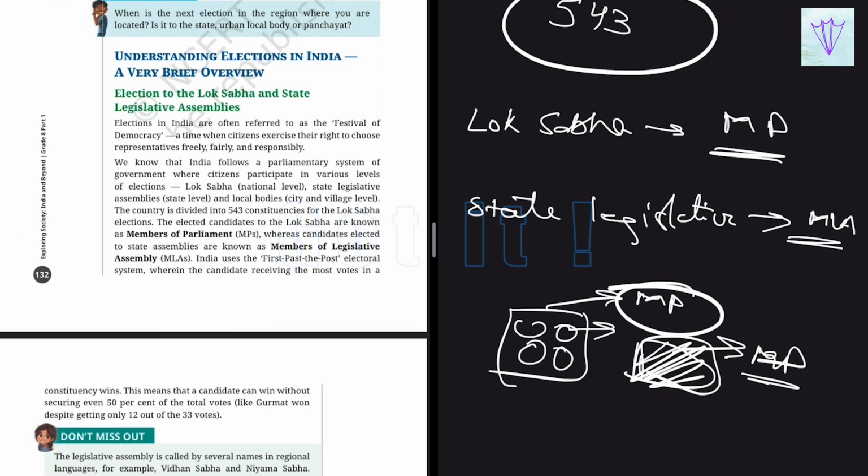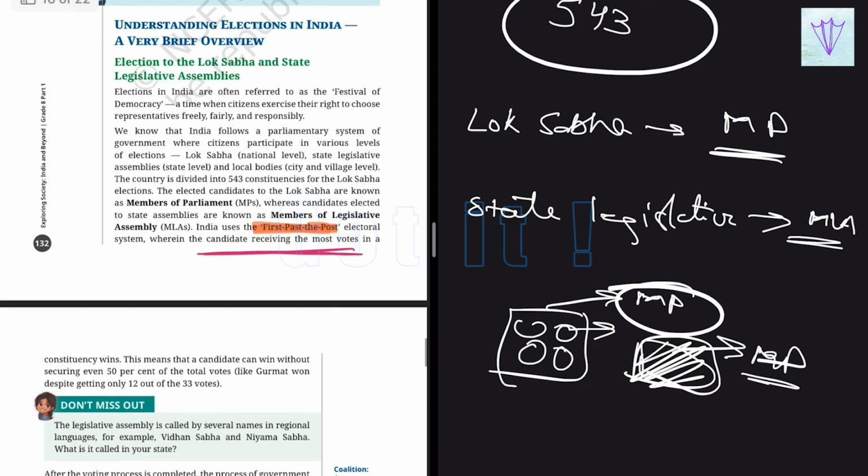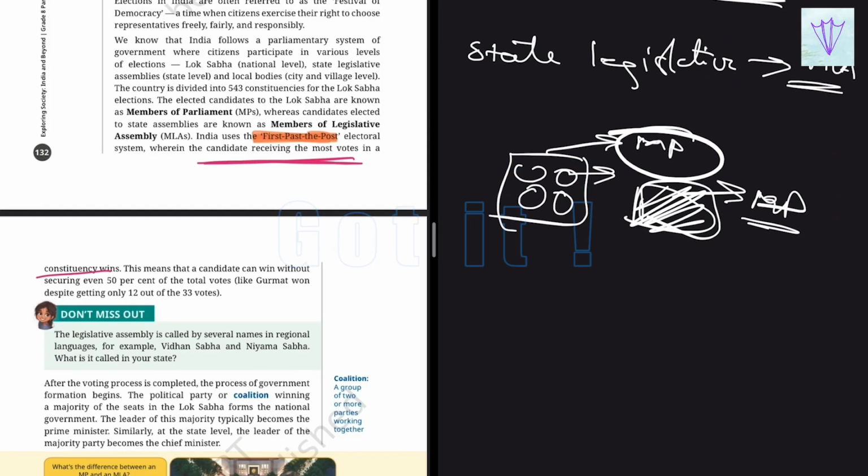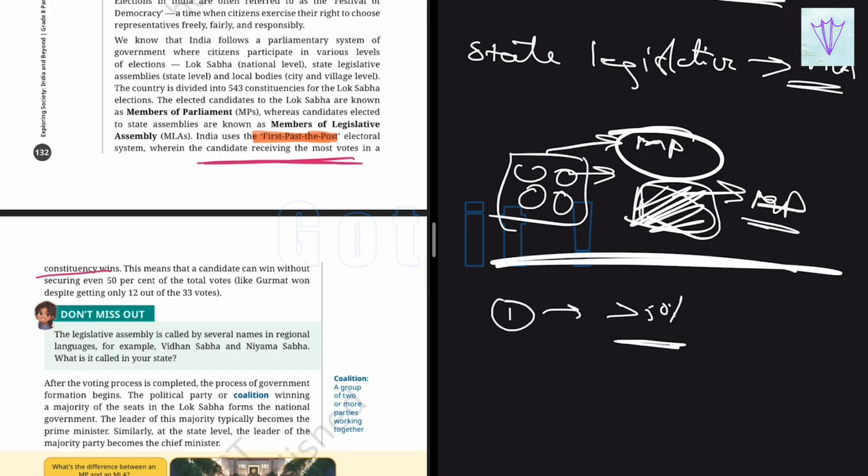India uses the first past the post electoral system, wherein the candidate receiving the most votes in a constituency wins. So it is not that a person who wants to win in the election should receive more than 50% of votes. It is not like that. The person who gets the most votes in total will be the one who wins. So this means that a candidate can win without securing even 50% of the total votes. Like Gurumat won despite getting only 12 out of 33 votes.